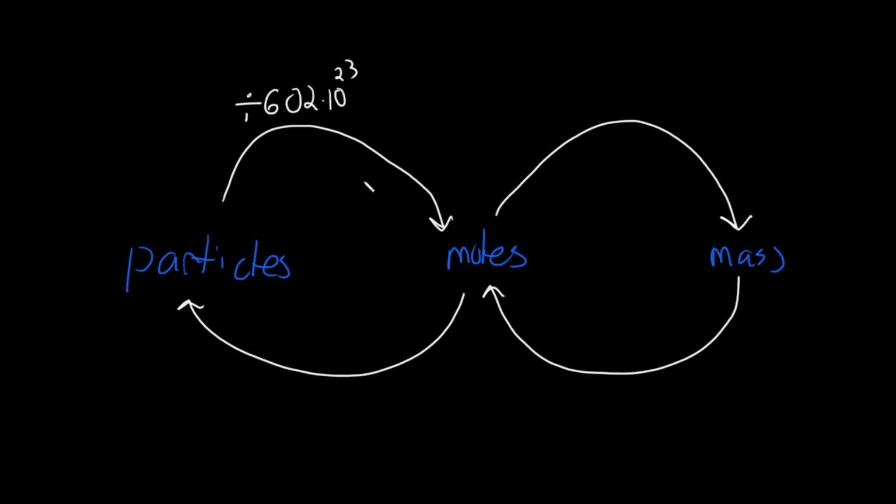And if you want to go from moles to particles, you do the opposite, which is to multiply by Avogadro's number. And we also learned that if you want to go from moles to mass, you have to multiply by the molar mass. And if you want to go from mass to moles, you have to divide by molar mass.